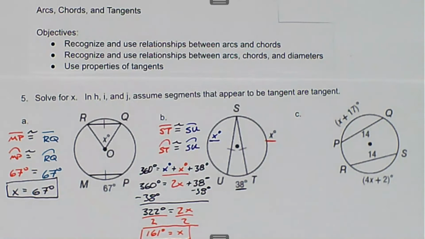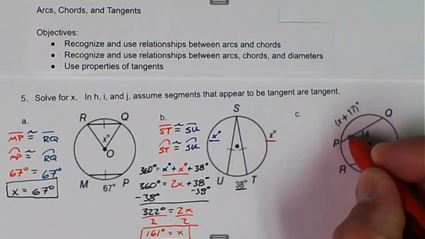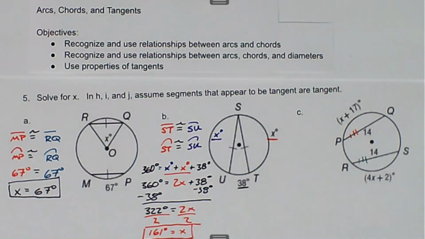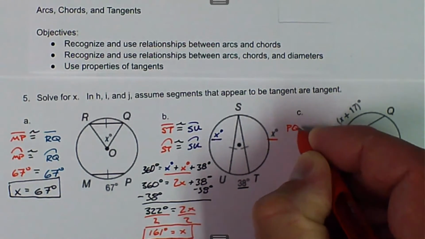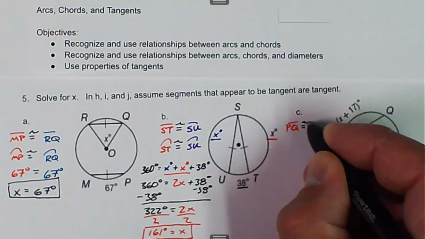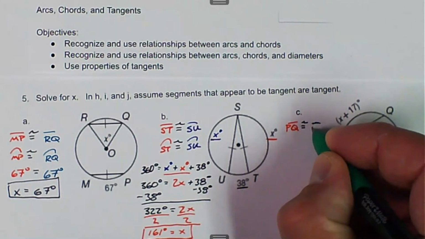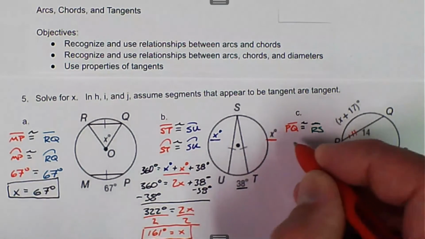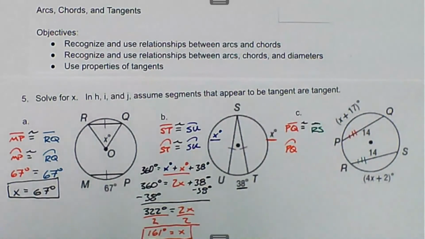We're looking at example C. Now, we're not given any measurement or any marks, but we're told that PQ is 14 and RS is 14. So that means that PQ is congruent to RS. And so we can write that down. Line segment PQ is congruent to line segment RS. So if the line segments are congruent, then that means that the arcs are congruent. So arc PQ is congruent to arc RS.